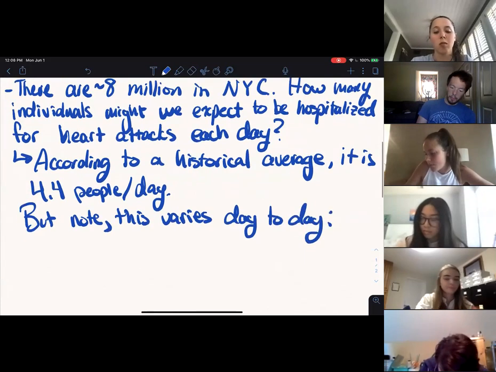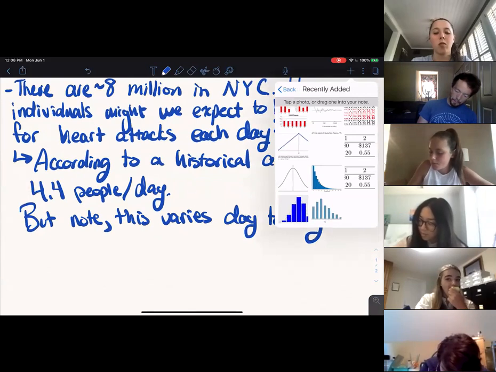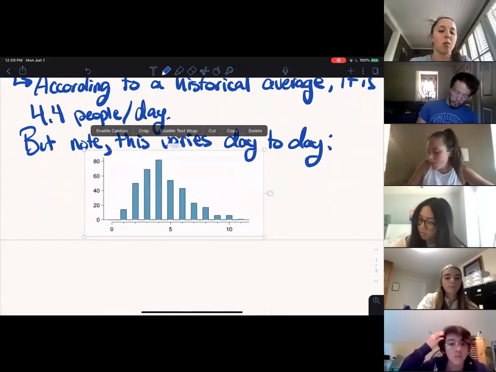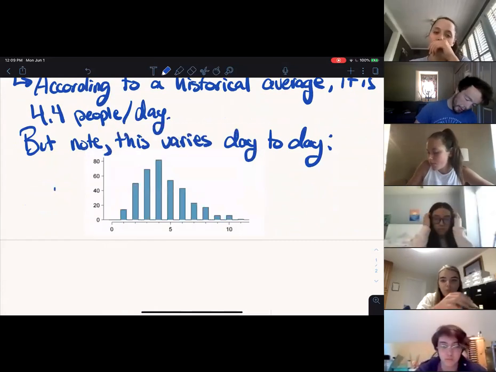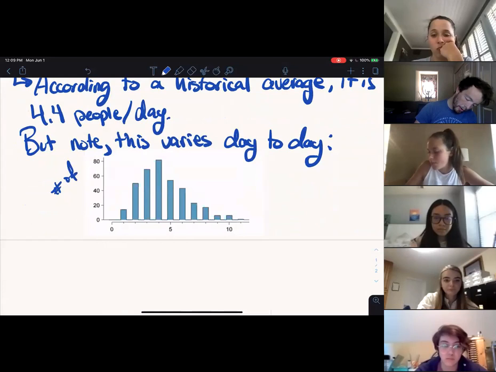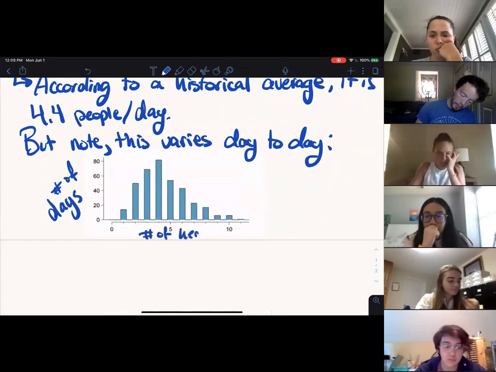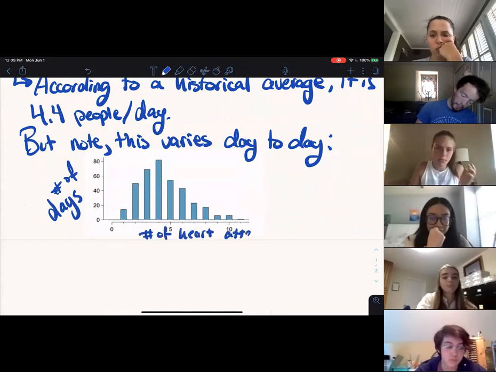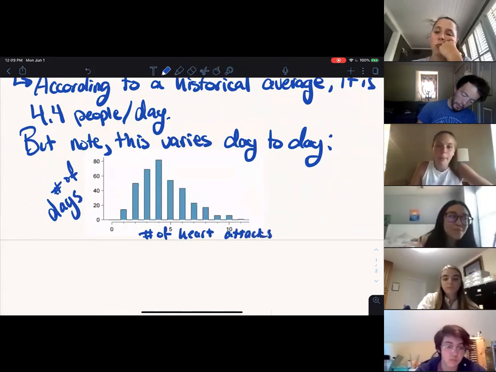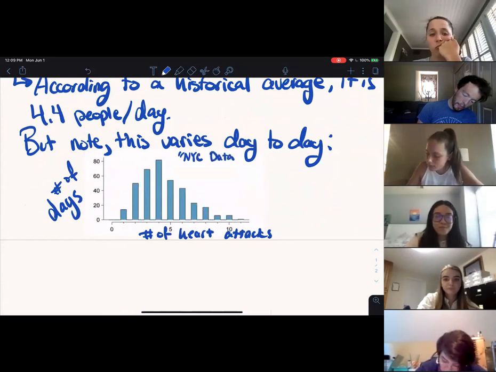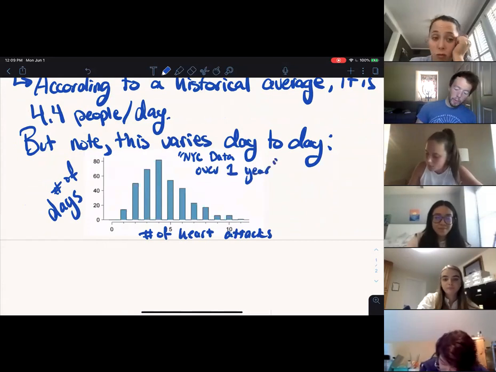Actually, I have a histogram. What is this? The x-axis is number of heart attacks. And this is NYC data over 1 year. So how would we interpret this histogram?